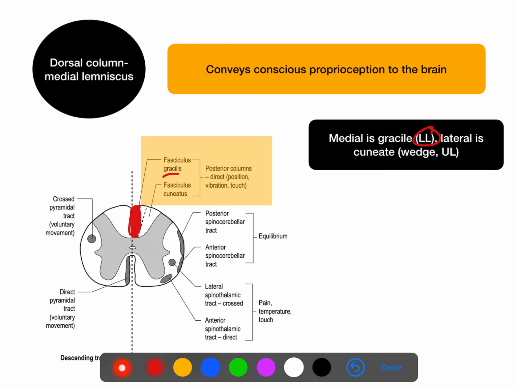So it's the lower limb, whereas the lateral bit here is the cuneate, and cuneus means a wedge shape, like it's wedged in and it's stuck. That's because it's said to be wedged between this grey horn here and the gracile nucleus here. So it's sort of crammed in, so it's called the cuneate, or the wedge one. And this is the upper limb, so lower limb and then upper limb.